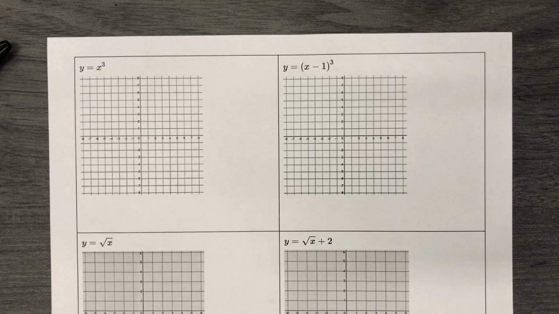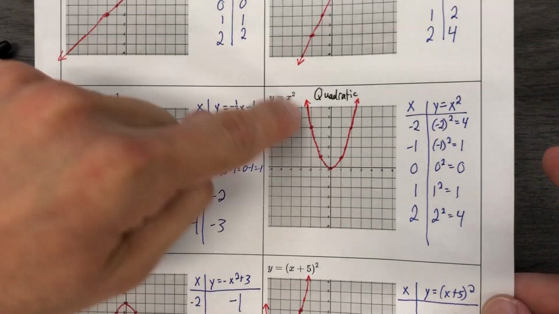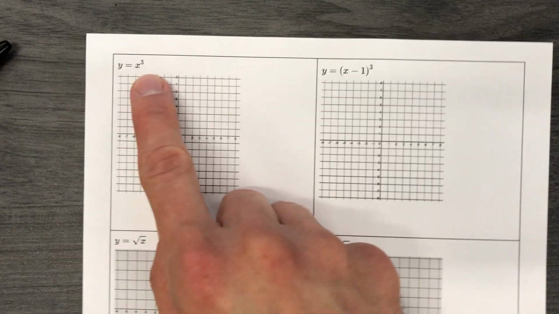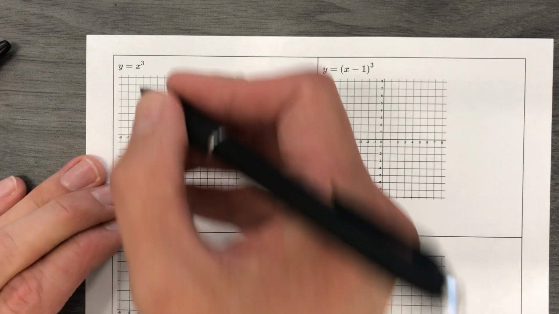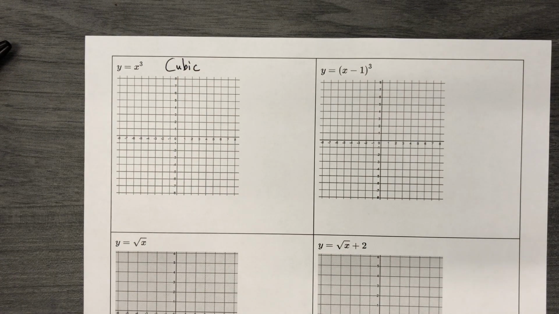All right, I like to pick numbers around the origin. This one's going to be a little bit different. So far we've talked about linear, we see that shape, quadratic, we see that shape, we see that structure too, it's squared. And now we have one that's to the third power, and this one's cubed. So we're going to call it what it is. This one is cubic. So let's go.